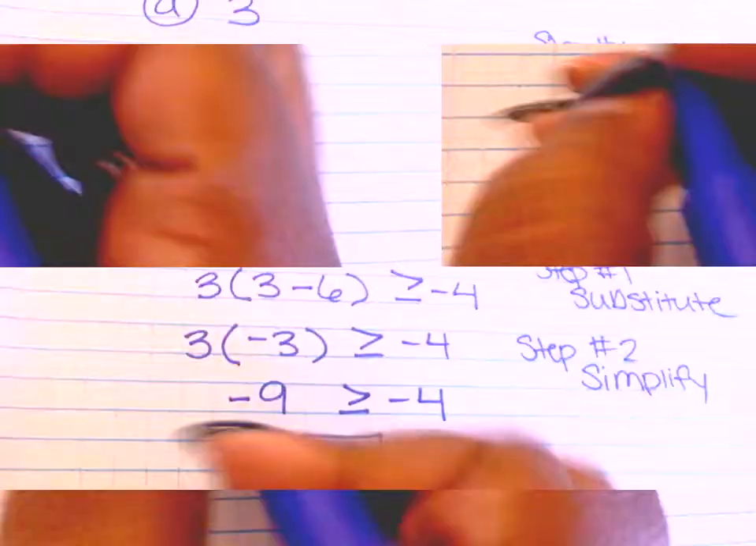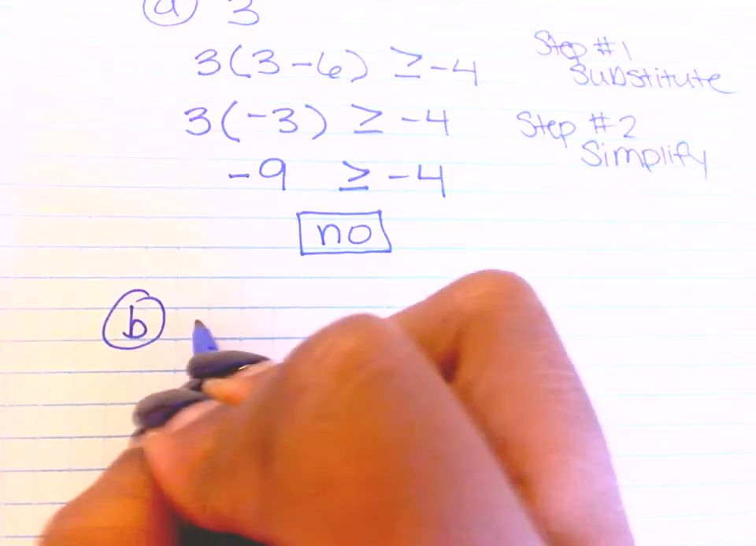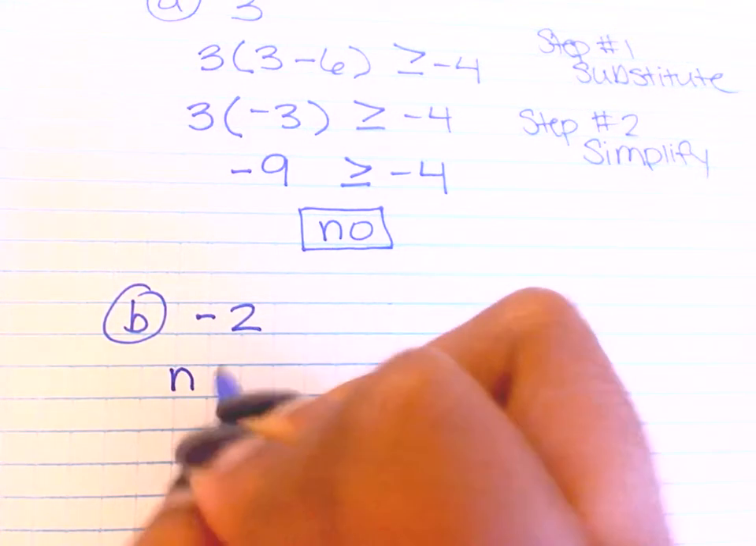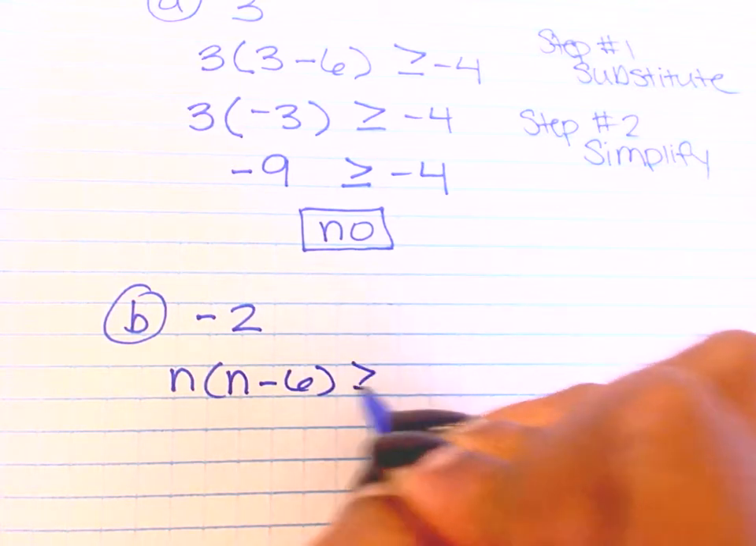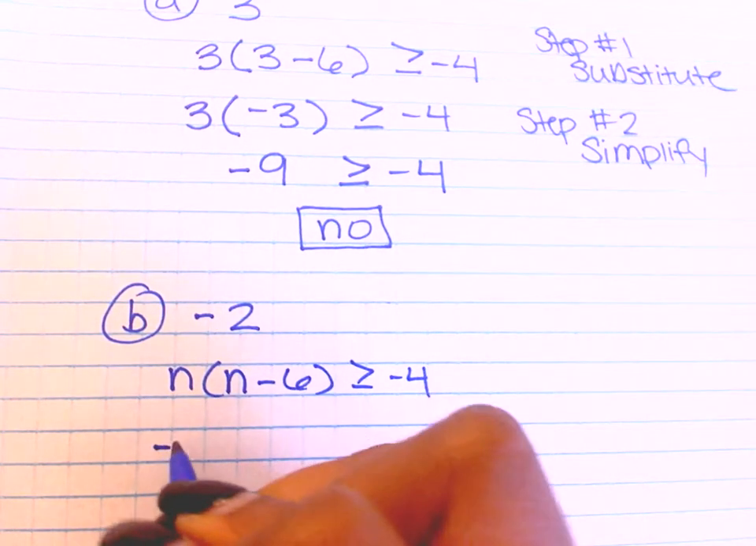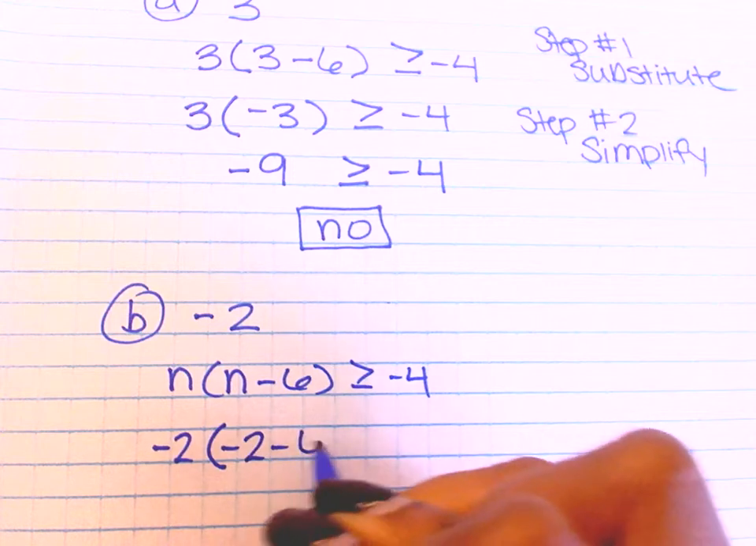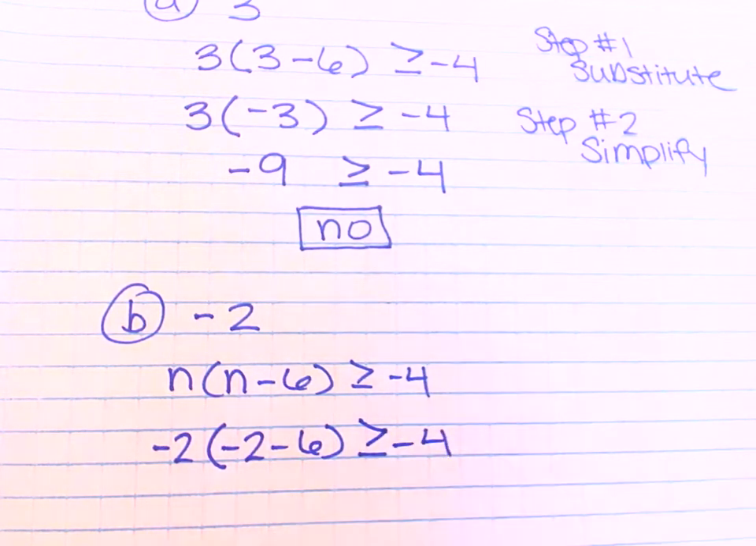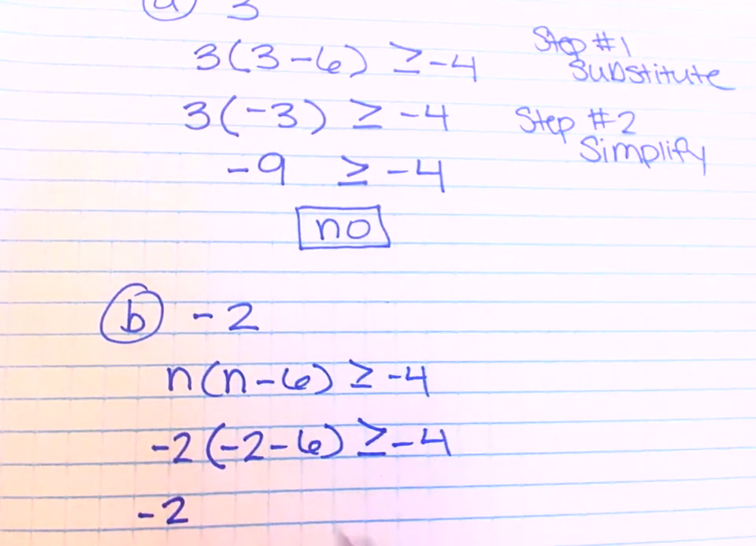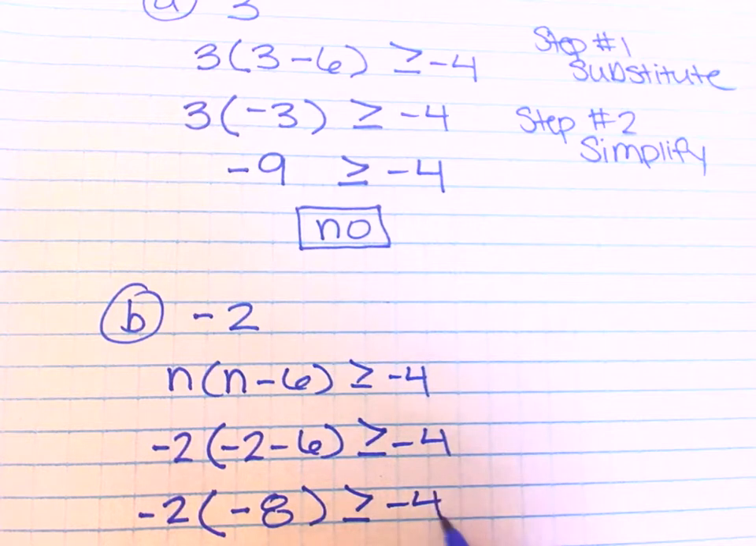Okay? Let's try letter B. They want us to substitute in negative 2 into that same equation. So remember, the equation is n times n minus 6 is greater than or equal to negative 4. So our first thing we have to do is substitute. All right, so let's put that negative 2 in there. Negative 2 times negative 2 minus 6 is greater than or equal to negative 4. I plug negative 2 in for n. Then I'm going to simplify parentheses first. Negative 2 minus 6: same signs, add and keep the sign, negative 8. It's greater than or equal to negative 4.